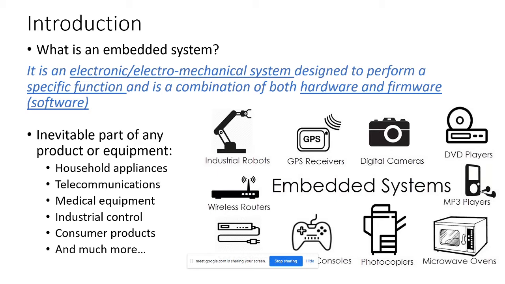As the definition goes: it is an electronic or electromechanical system designed to perform a specific function, and is a combination of both hardware and firmware. Firmware is nothing but a kind of software. The point to note here is that an embedded system is an electronic or electromechanical system. It's not like your general purpose computer, like your laptop or PC. It's more towards electromechanical, so it also has some extra components to it.